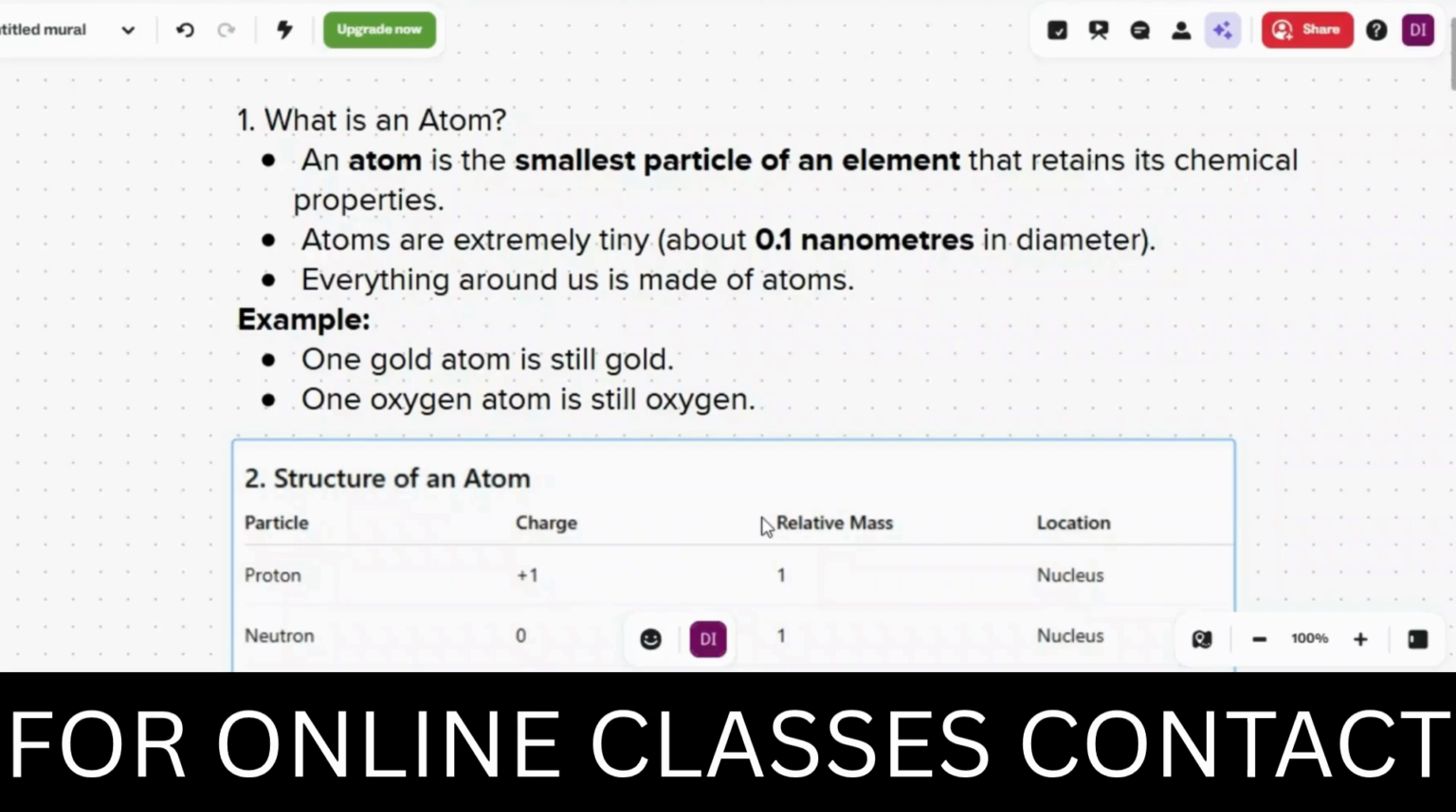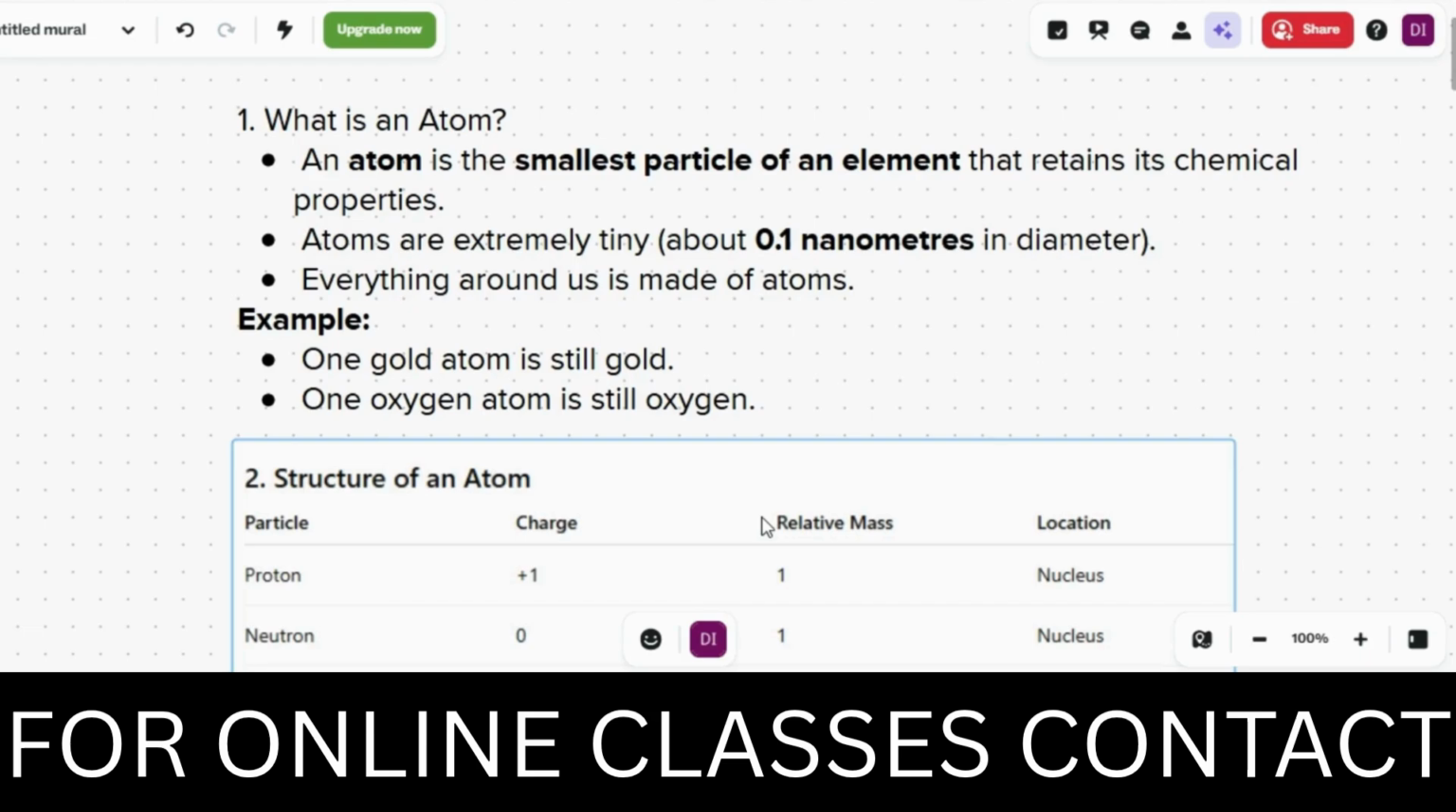So today we are going to talk about atoms and molecules. So what is an atom? An atom is the smallest particle of an element that retains its chemical properties. Atoms are the smallest particles. Nothing can be smaller than an atom, okay? Rather than proton, neutron, okay?